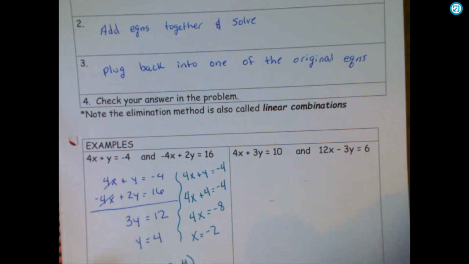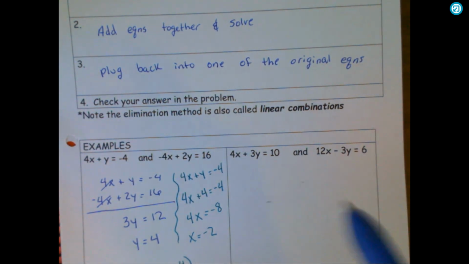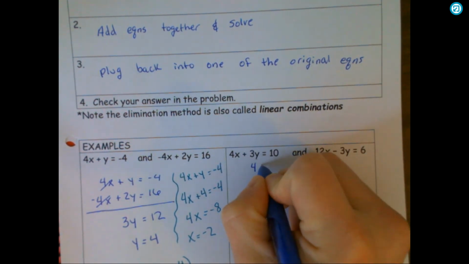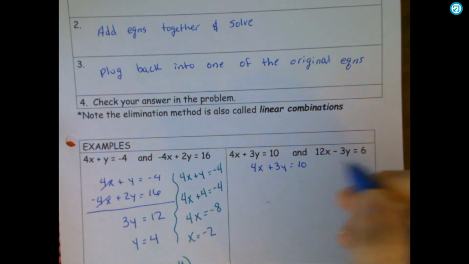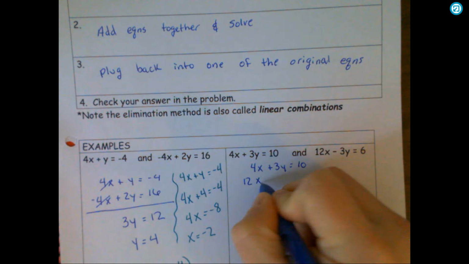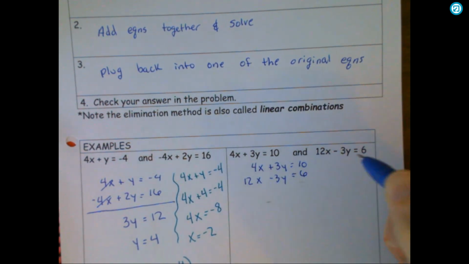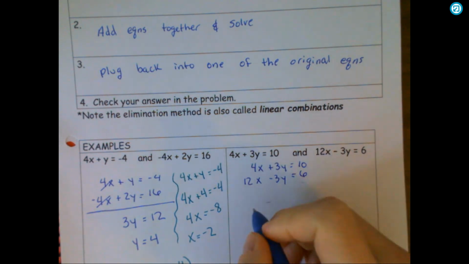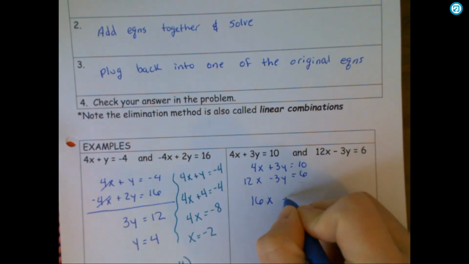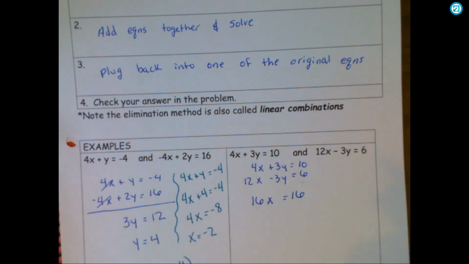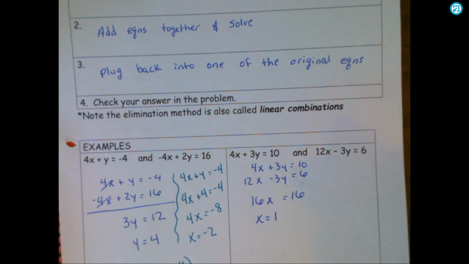Quickly, the one on the right, we're following the same steps. Rewrite. I got my first equation, throw the second one right below it, and then we add. So 4x and 12x give me 16x. The y's are gone. 10 and 6 give me 16. Divide by 16, and we get x equaling 1.